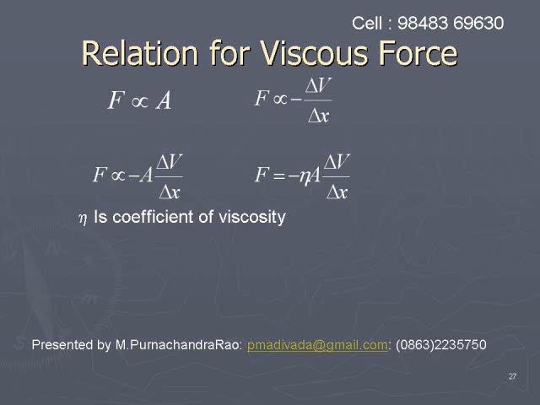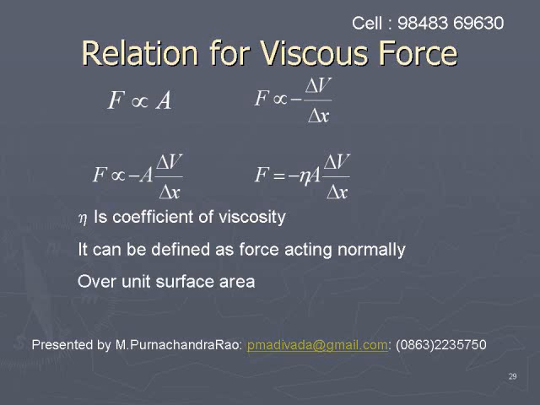Eta is known as the coefficient of viscosity, and it can be defined as the force acting normally over unit surface area when the velocity gradient is unity. Like this, we can define the coefficient of viscosity.